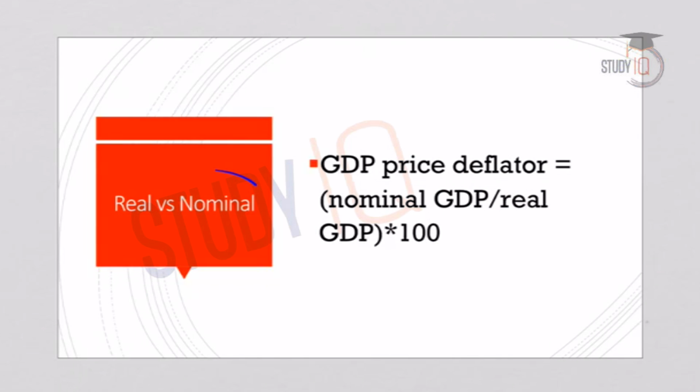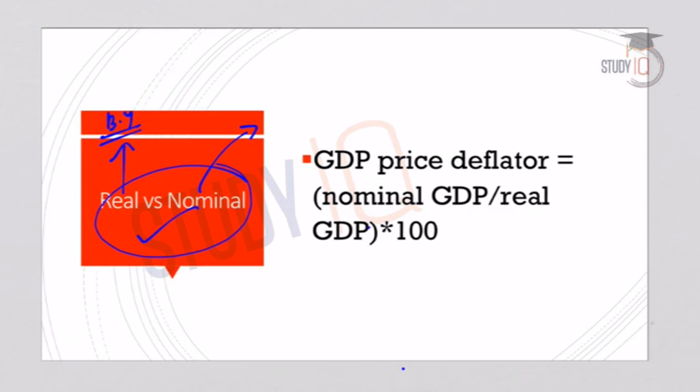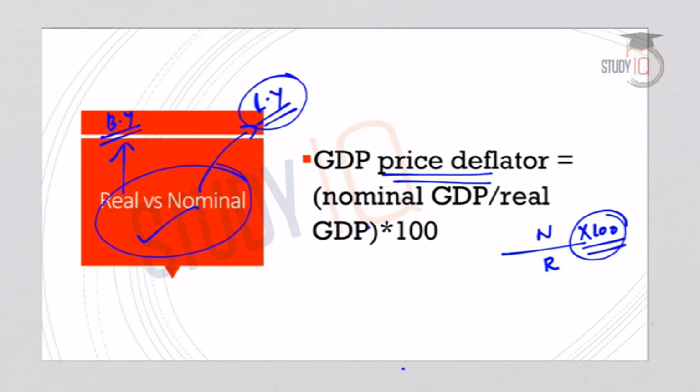Now let us understand what is real versus nominal. So real GDP is the GDP that is calculated on the basis of base year prices. Nominal GDP is the GDP that is calculated on the basis of current year prices. So that is the difference between real and nominal. And GDP price deflator equals nominal GDP divided by real GDP into 100, and this will give you the GDP deflator.